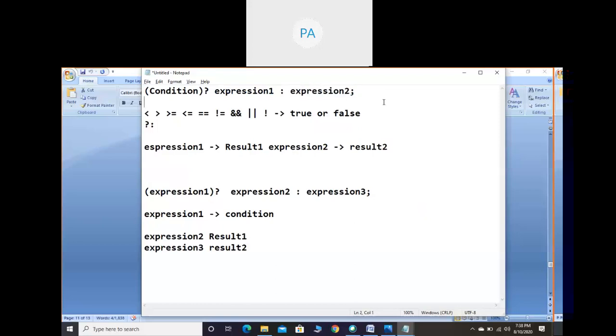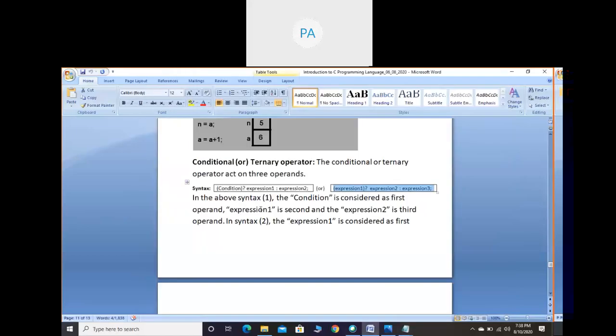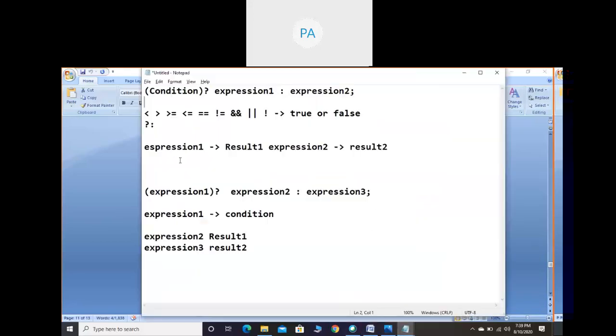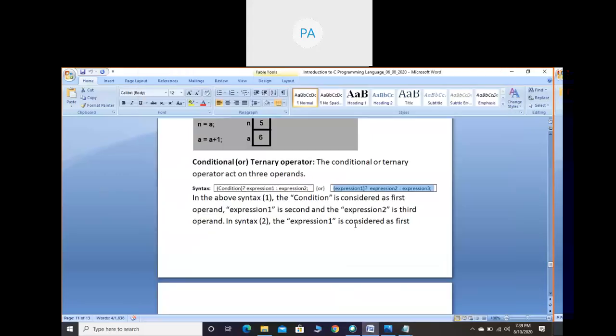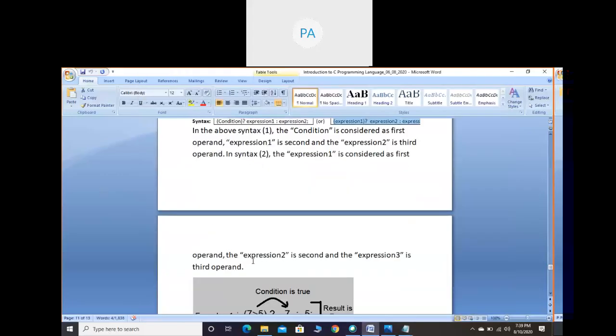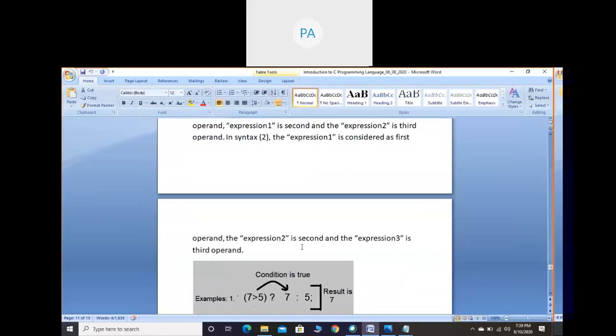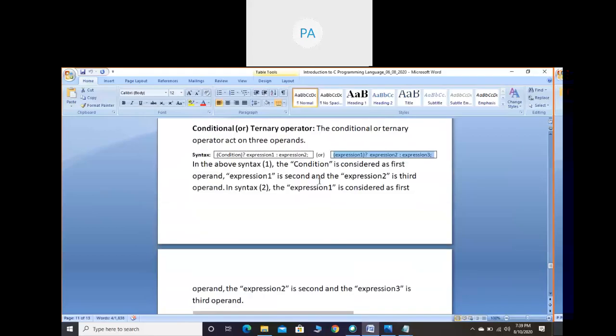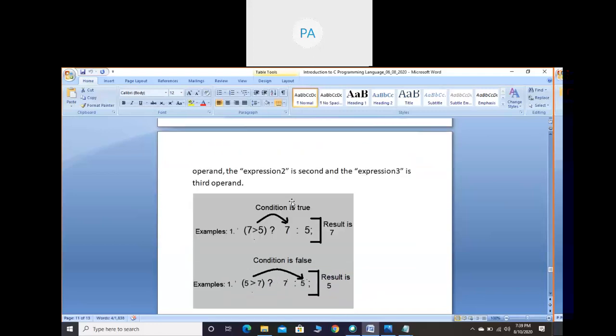Now look at this. In syntax one, the condition is the first operand, expression 1 is the second, and expression 2 is the third. In syntax 2, before the question mark is the first operand, after the question mark the second, after the colon the third. So expression 1 is the first operand, expression 2 the second, expression 3 the third. I have written both because some authors use the first and some use the second to represent this syntax.